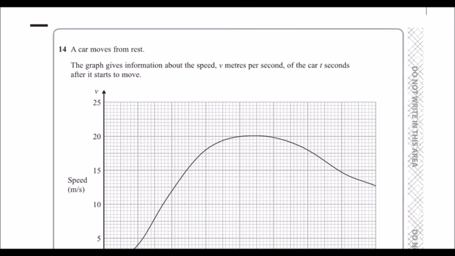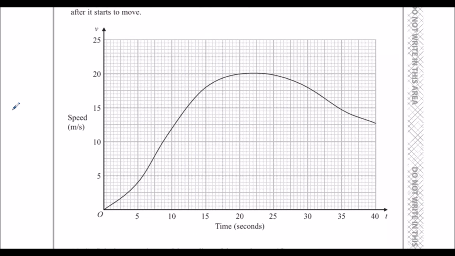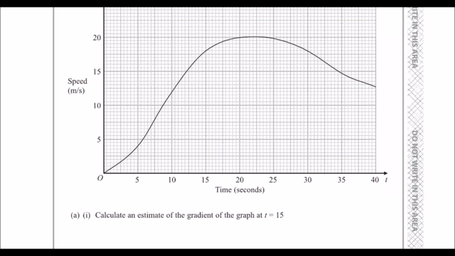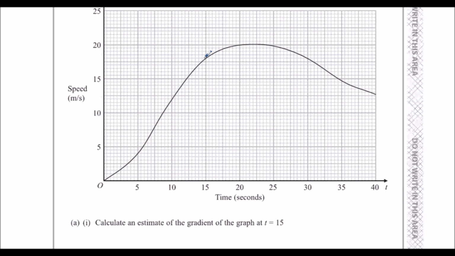Question 14. A car moves from rest. The graph gives information about the speed, v meters per second, of the car t seconds after it starts to move. So we've got the speed changing as it moves. Calculate an estimate for the gradient of the graph at t equals 15. So here's t equals 15. We want an estimate for the gradient.